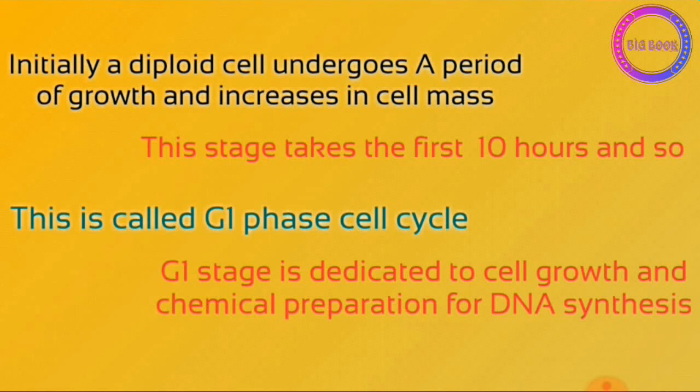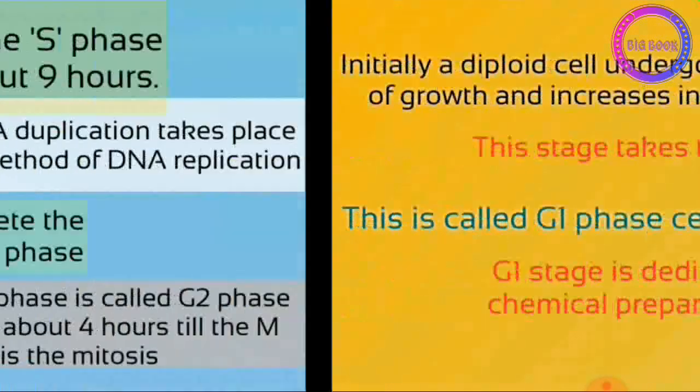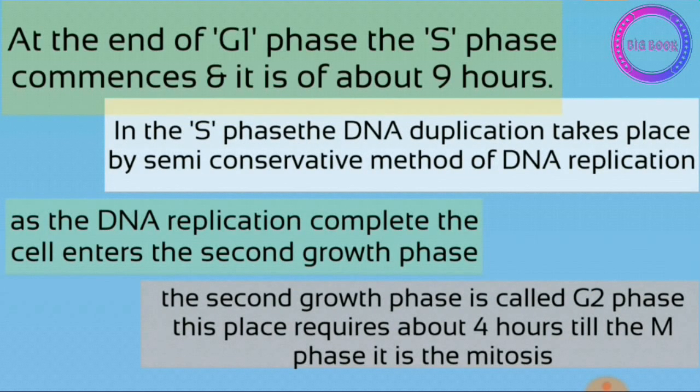The semi-conservative replication of the DNA is going to happen in the next phase after the G1 phase. Further, the preparation is going to happen. In the next slide, at the end of the G1 phase, the S phase commences, and it is about 9 hours. The approximate time for the S phase has been recorded to be 9 hours.